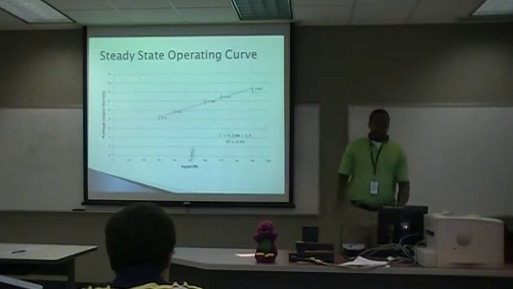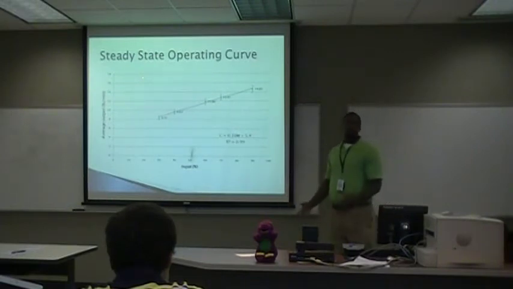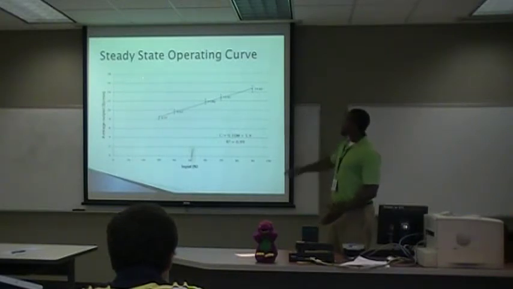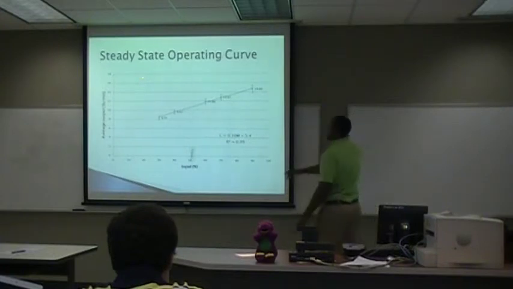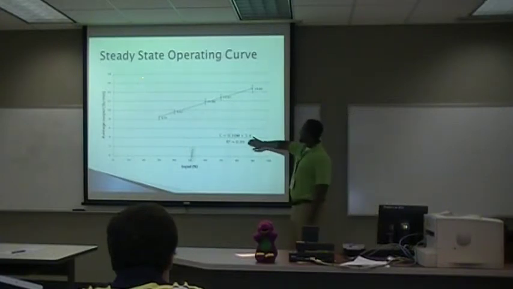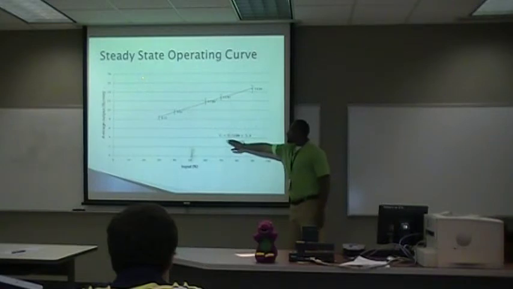From all the data taken, around 10% I wasn't able to get usable data when the system started at 10%. I got garbage data, so I didn't include that in the steady-state operating curve. However, from all the inputs gathered, a relationship could be formed with C equaling 0.1 m plus 5.4 with an R-squared value of 0.99.